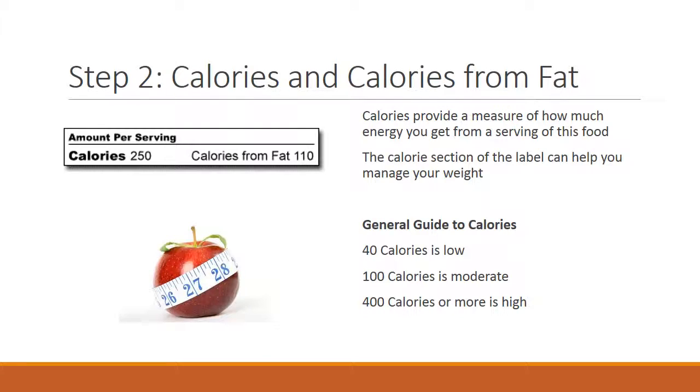A general guide to follow is 40 calories is low, 100 calories is moderate, and 400 calories or more is high. It is important to understand the amount of calories you consume, because eating too many calories per day is linked to overweight and obesity.